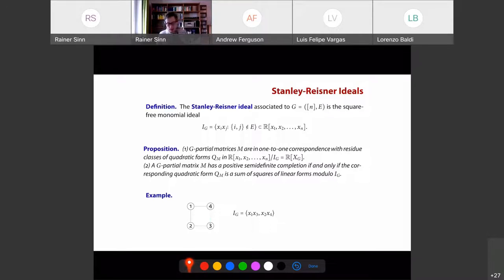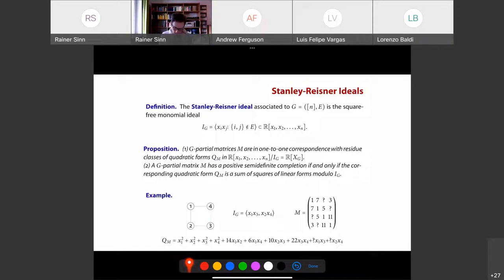And the point of this slide is that we're really asking the same question that I set up in the first part. We have non-negative quadratic forms on an algebraic set XG, and we want to know when is every non-negative quadratic form on XG a sum of squares of linear forms. It's the same as saying every G partial matrix that satisfies the obvious Sylvester criterion can be completed to a sum of squares. And we want to characterize the graphs G for which this is the case.